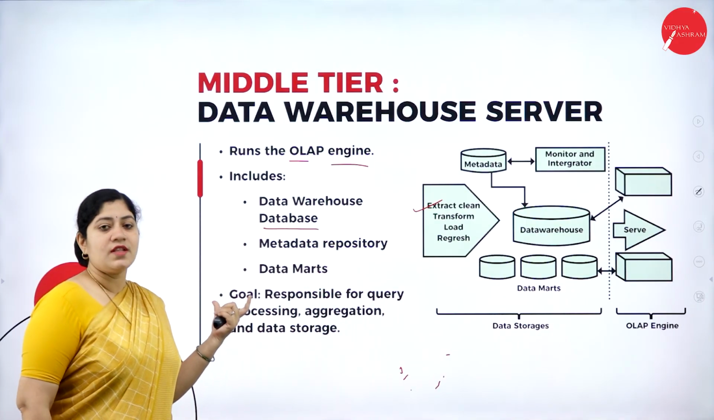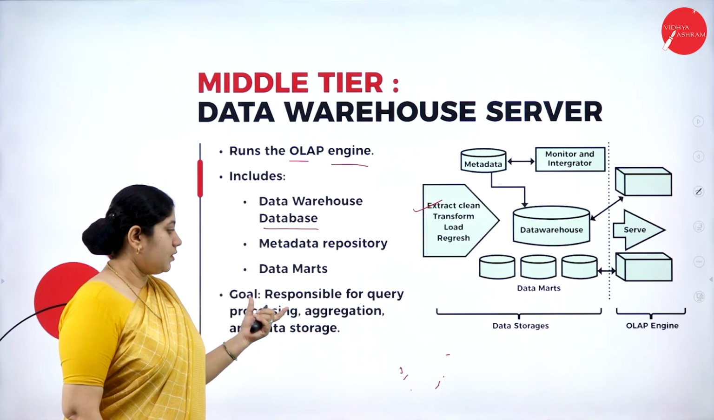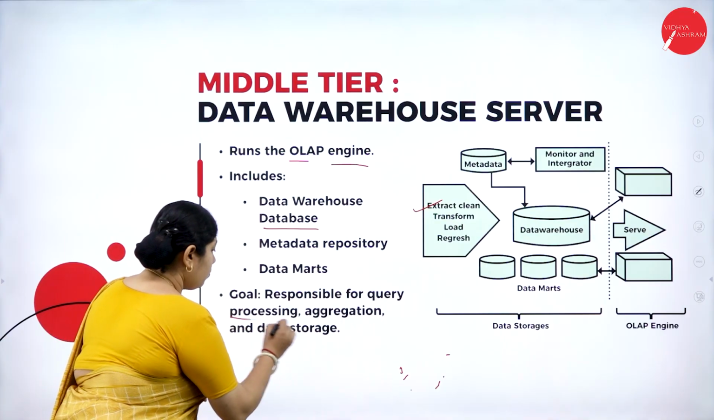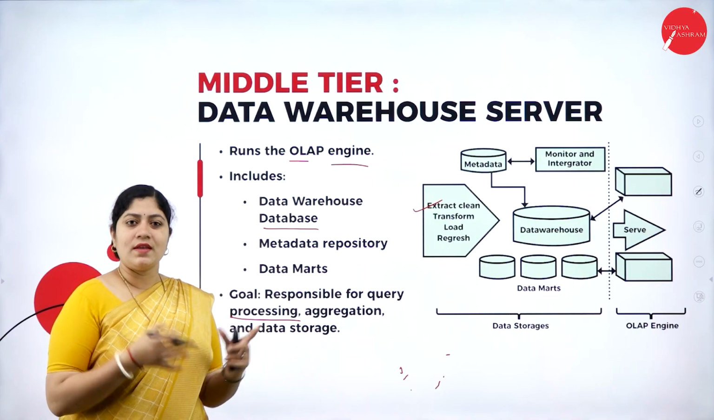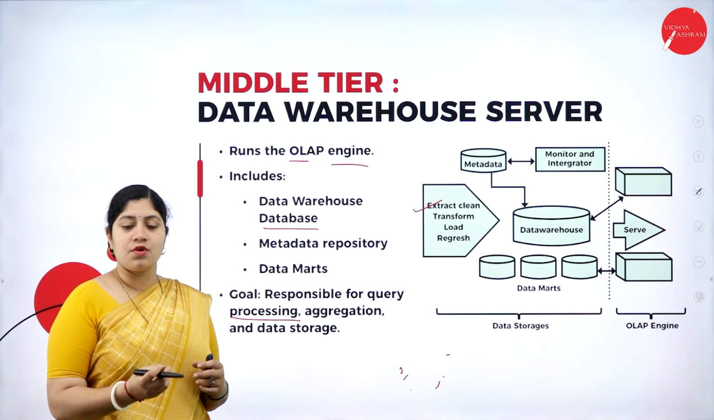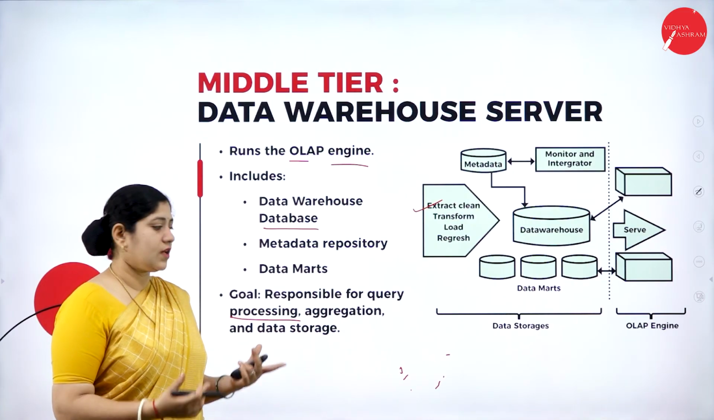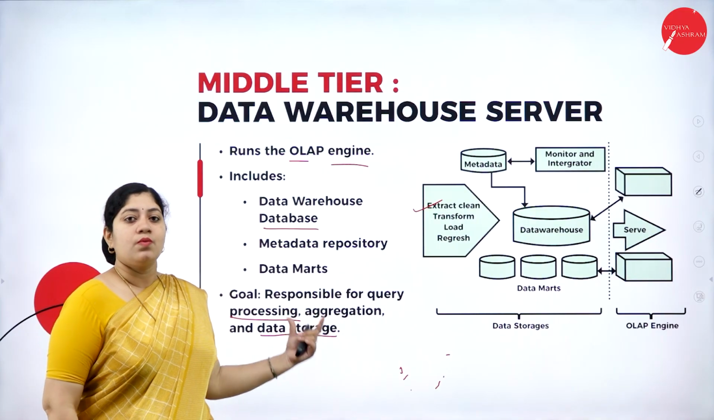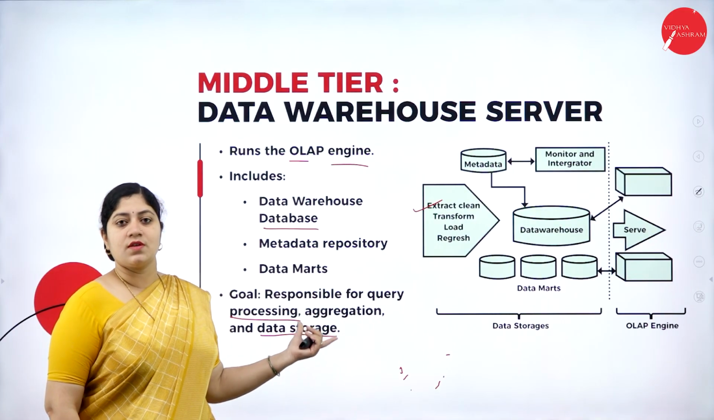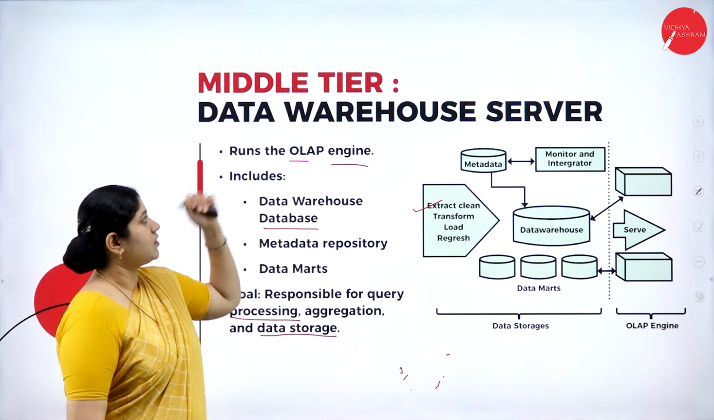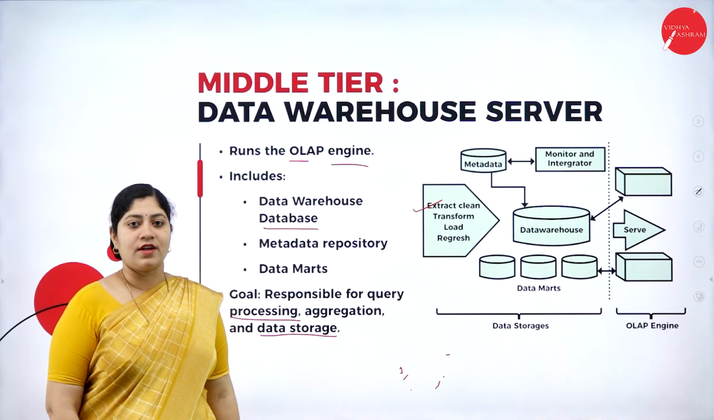Great. Now let's see the goal of this middle tier. The main goal of this middle tier is to process the queries and aggregate the information. Along with that, if there is a scenario of storing some information of the data, yes, even that can be done under this tier. So we can see this forms a crucial part among the three tiers, which is none other than our middle tier architecture.